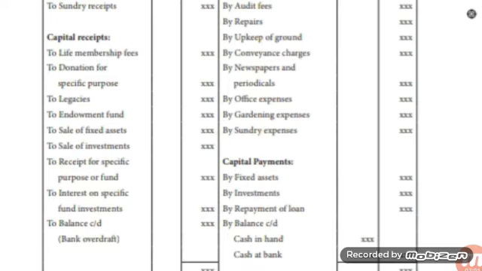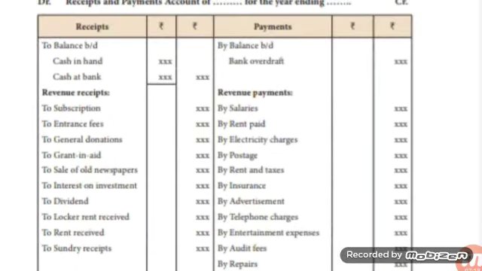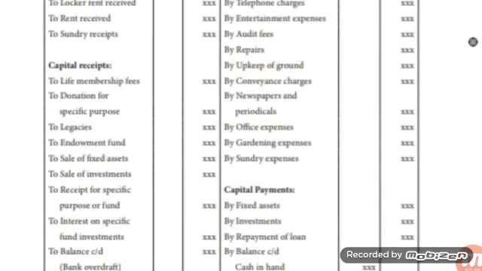Then repayment of loan. Children, when we take loans from the banks, that is a receipt. Repayment of the amount on loan is a payment. Okay, now you got it. Now record all revenue payments and capital payments on the credit side.